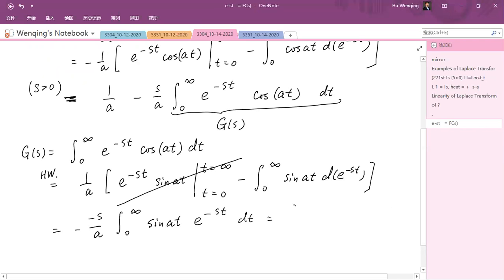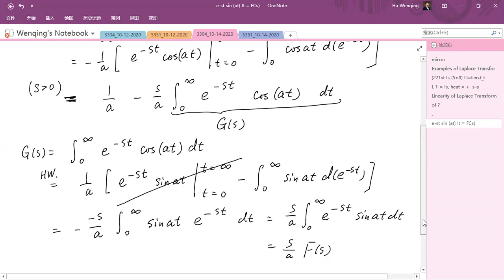So that's going to give you s over a of the integral from 0 to infinity of e to the power minus st multiplied by sine at dt, which can actually be written as s over a times, that's nothing but the original F of s. Is that good for everybody? Okay, so that's going to be the scenario.